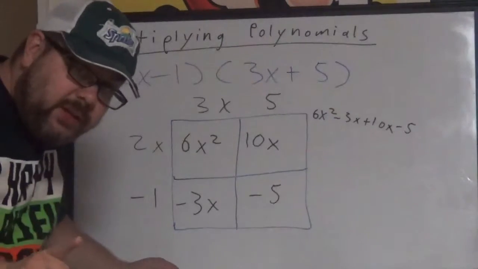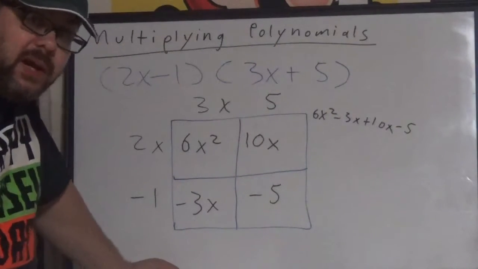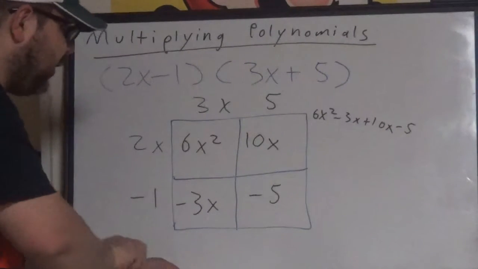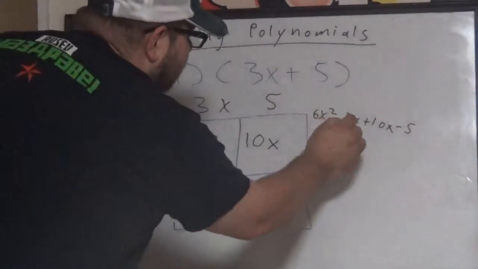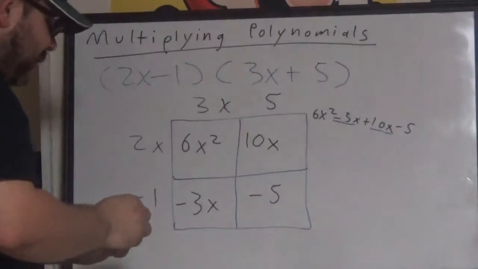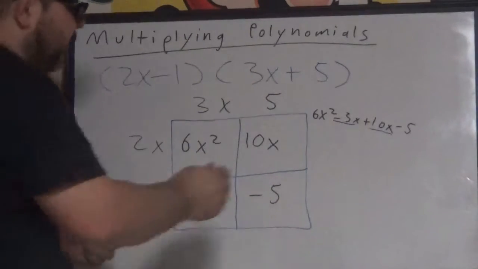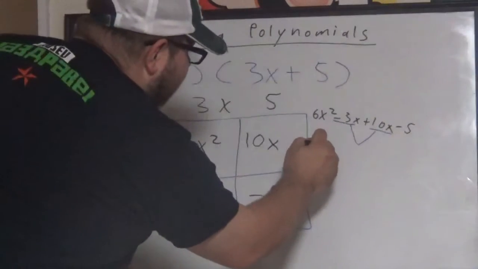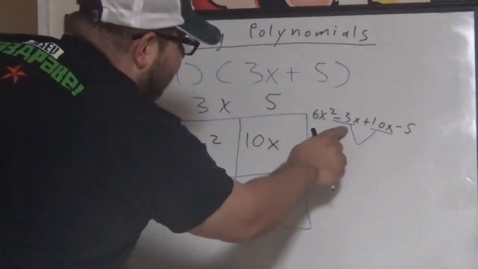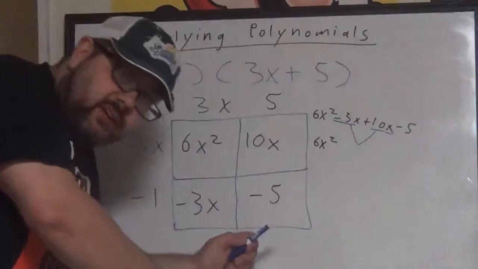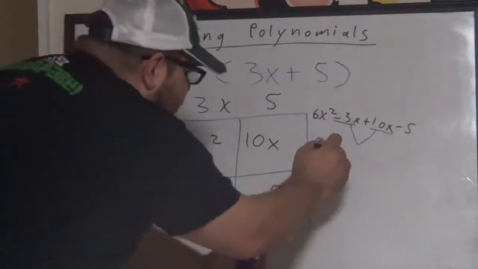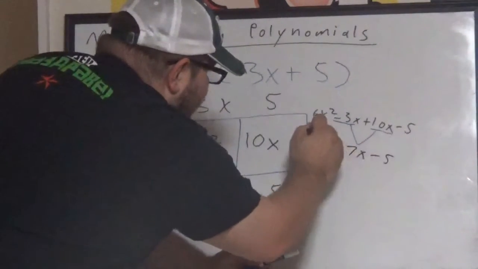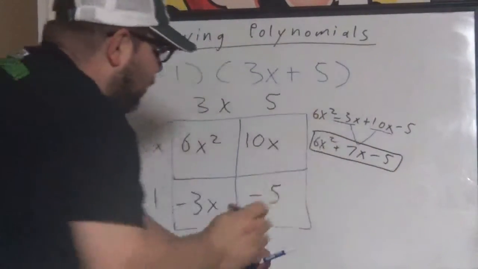Now that is not my final answer because we have to combine any like terms. Well, what terms do we have which are alike here? We have x's which are like terms. So I'm going to put those together, combine them. Now 6x squared comes down. Negative 3x plus 10x. Negative 3 plus 10 is 7. So we'll do plus 7x minus, the minus 5 comes down. And this is my final answer.